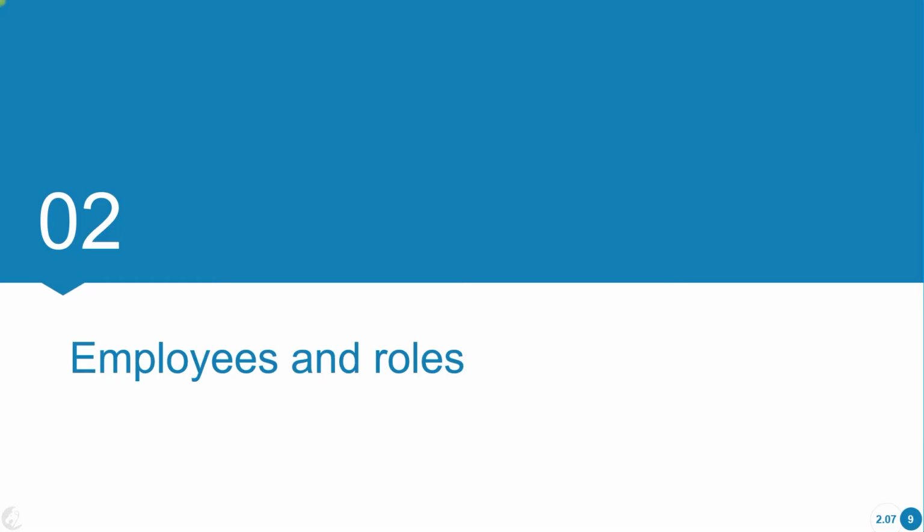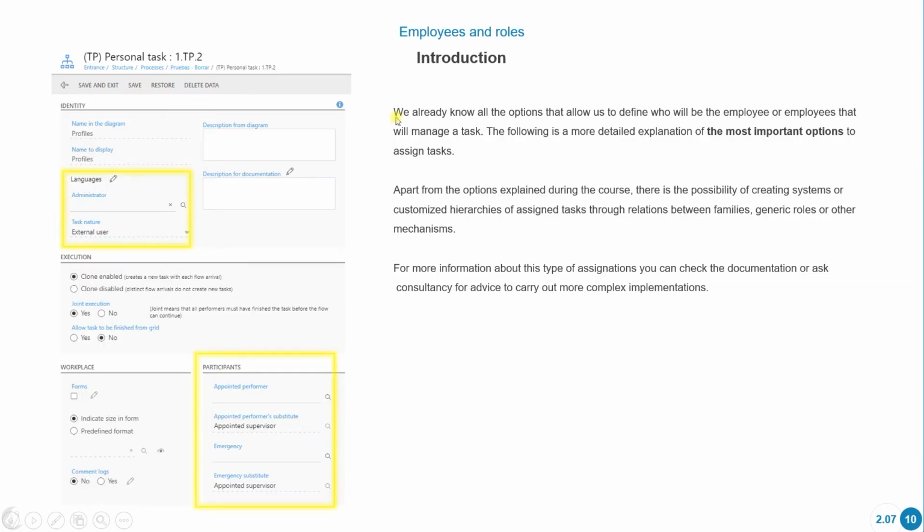We're going to learn now about all the possible participants in the processes and the roles. We already know all the options that allow us to define who will be the employee or employees that will manage a task. The following is a more detailed explanation of the most important options to assign tasks.